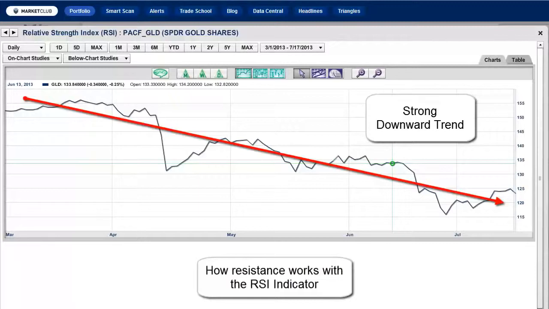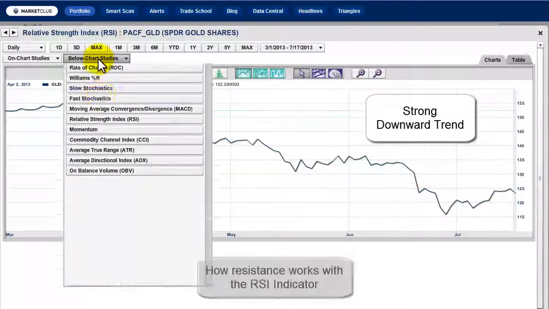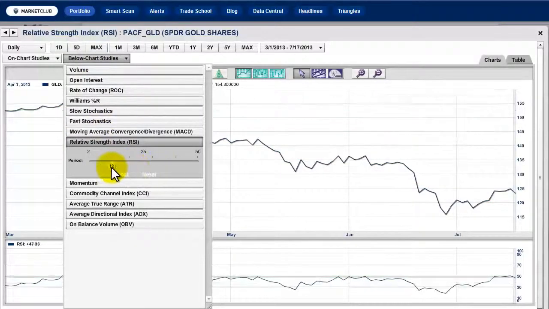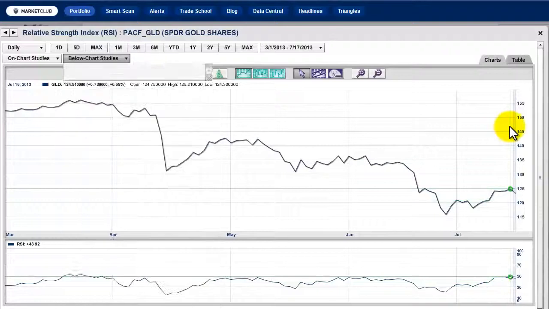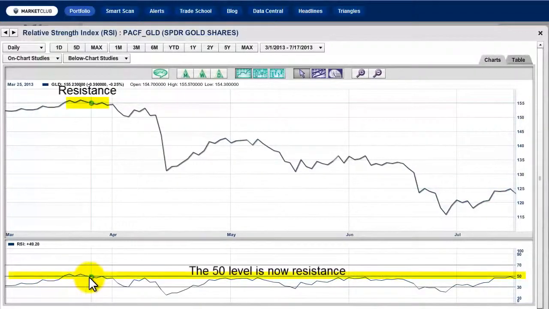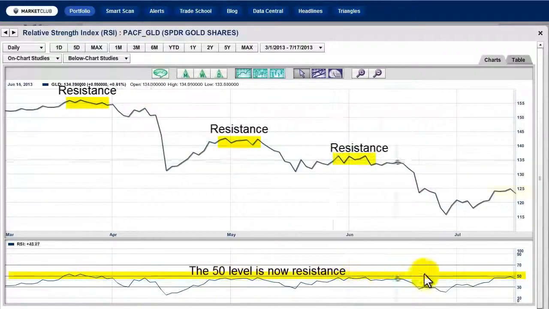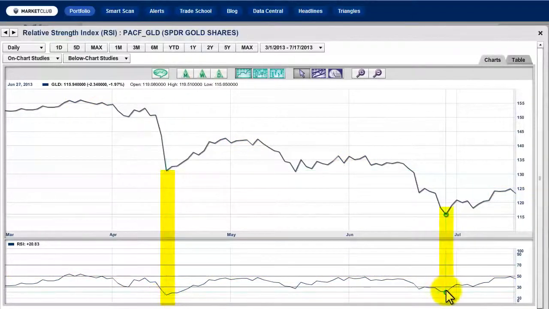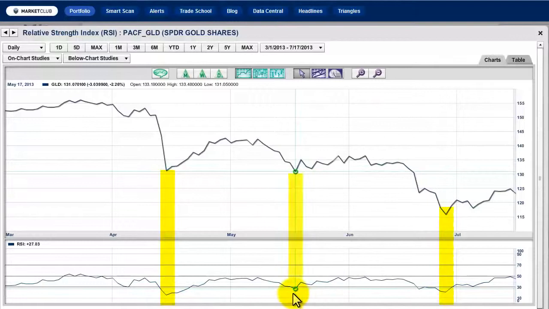So let's go to our below chart studies to put on the RSI, and we're using the default. We're not moving it around, just going to use the simple default at 14. Click off the indicator, and you can see every time it gets to the 50 level, it's resistance right around there, and again right around here. So technically, when it gets to below here, it's oversold, and below here it's oversold, and perhaps even to a lesser degree right here.